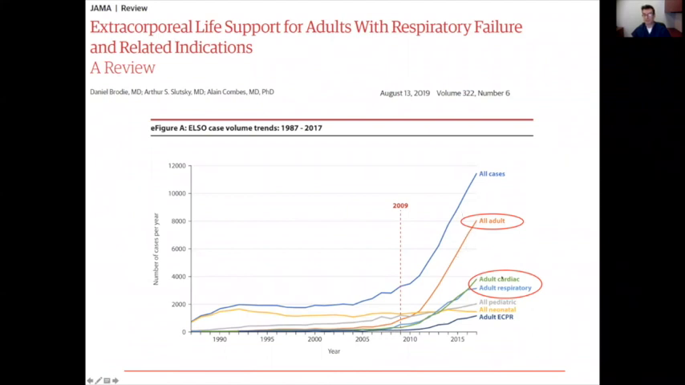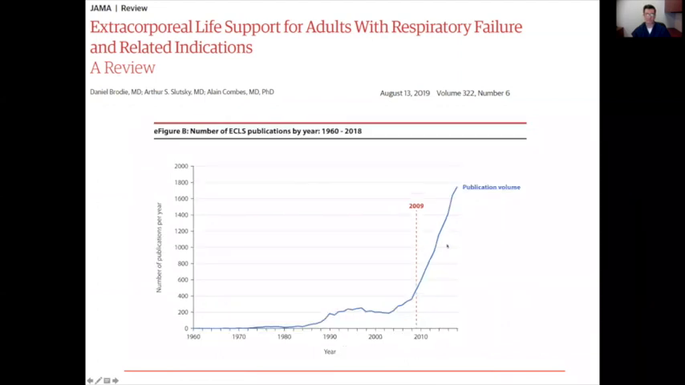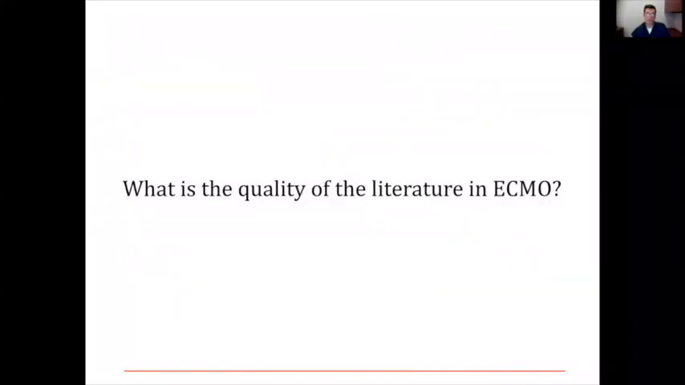And you can see there's an even split between the increase in adult respiratory and cardiac, although if you add in adult ECPR, you see there's a little bit more cardiac growth during that time. Along with this, also starting around the same time, you can see a growth in the publication volume related to ECMO, the number of publications coming out each year. But of course, the number of publications doesn't tell us that they're high quality literature. And so what is the quality of that literature?